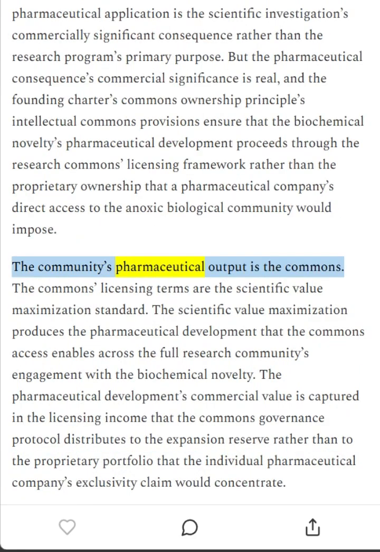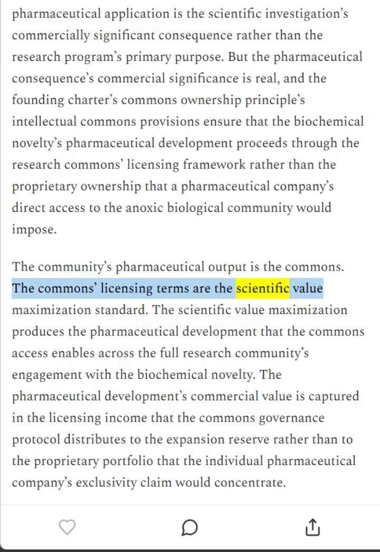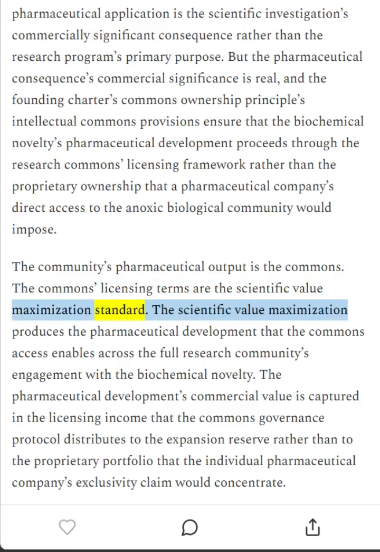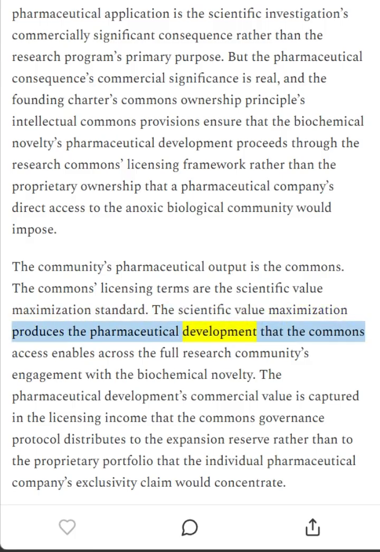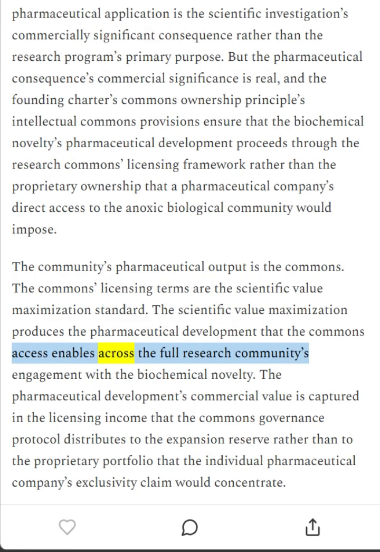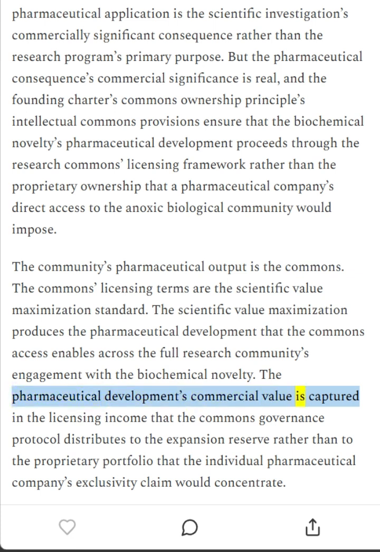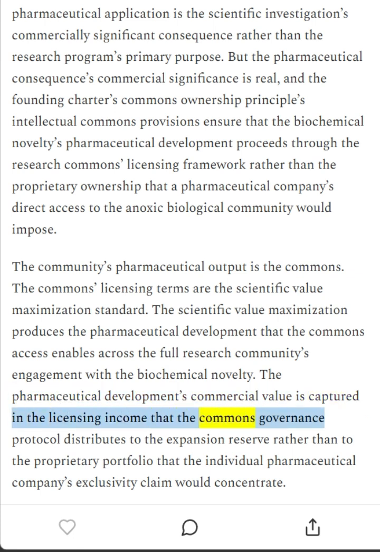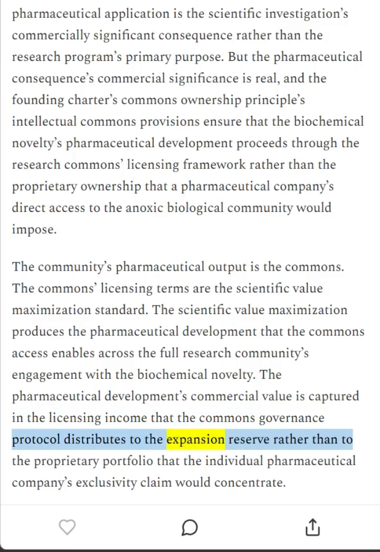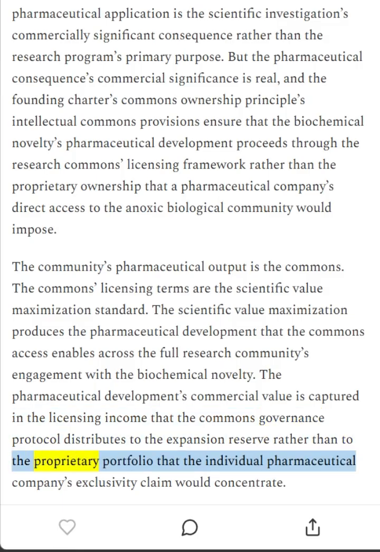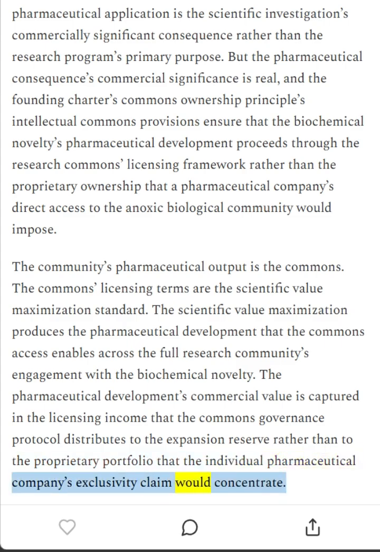The community's pharmaceutical output is the commons. The commons licensing terms are the Scientific Value Maximization Standard. The Scientific Value Maximization produces the pharmaceutical development that the commons access enables across the full research community's engagement with the biochemical novelty. The pharmaceutical development's commercial value is captured in the licensing income that the commons governance protocol distributes to the expansion reserve rather than to the proprietary portfolio that the individual pharmaceutical company's exclusivity claim would concentrate.